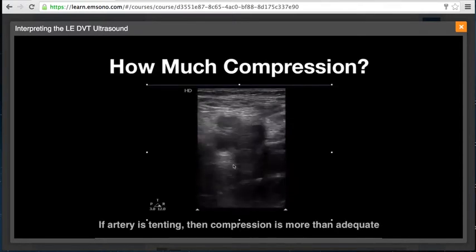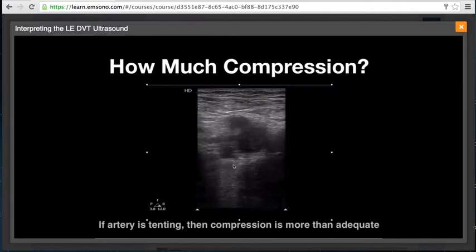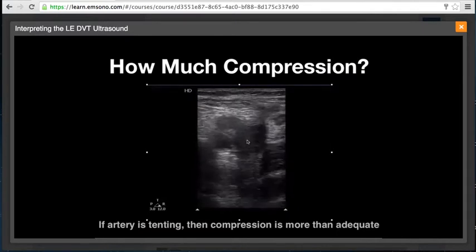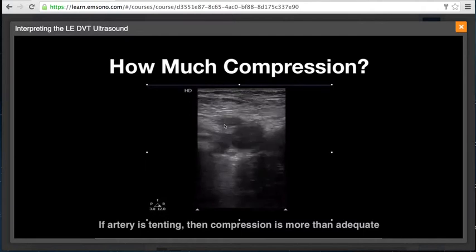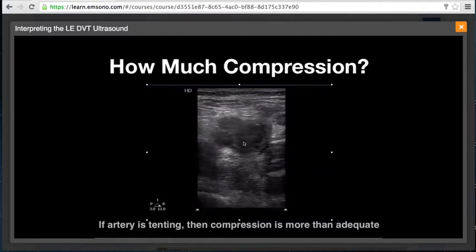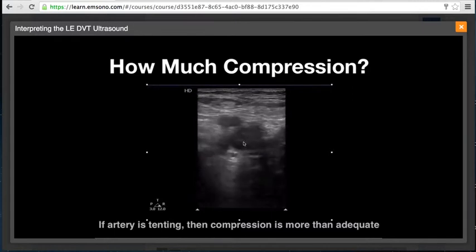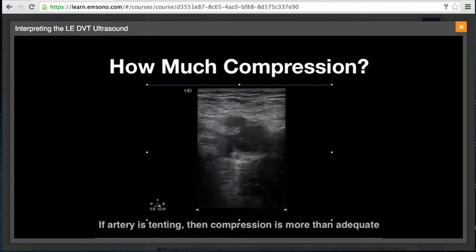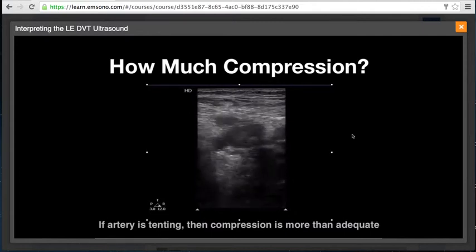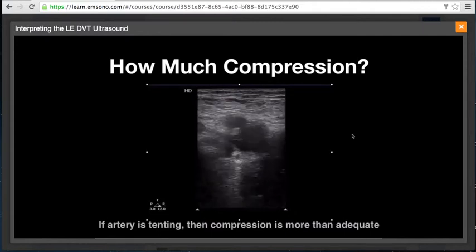How much compression do you need to do? Well, here's a patient who has a DVT in their common femoral vein. Here you can see the femoral artery, and you can see that with compression, the vein is not compressing, but you can see that the artery itself is tenting. Therefore, there's an adequate amount of compression being performed.